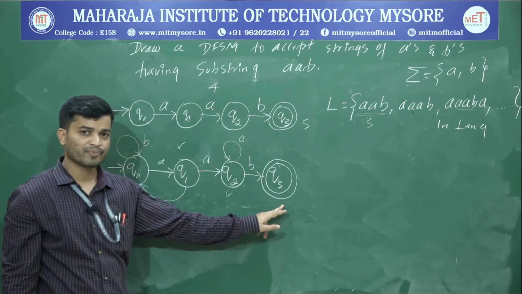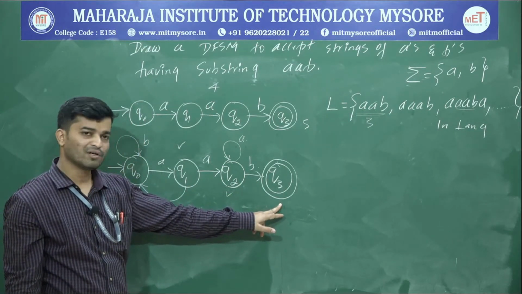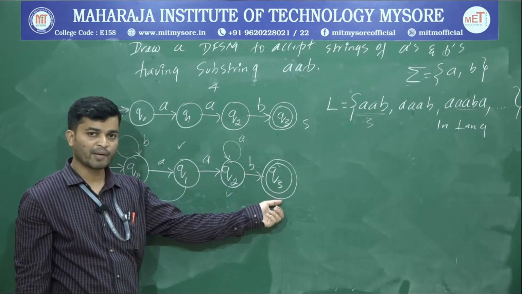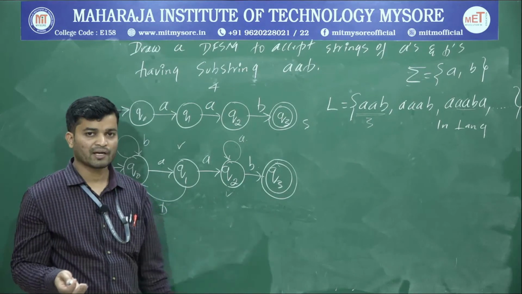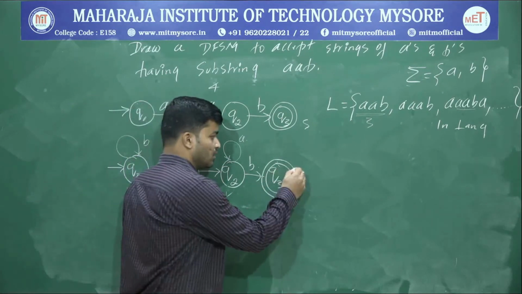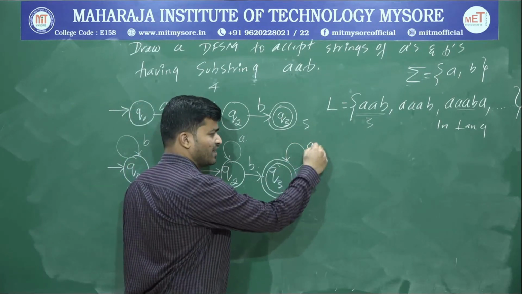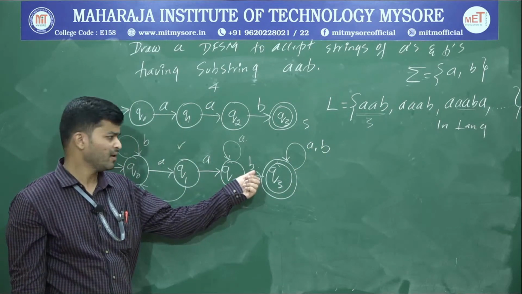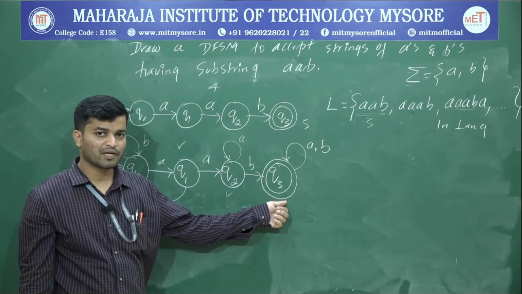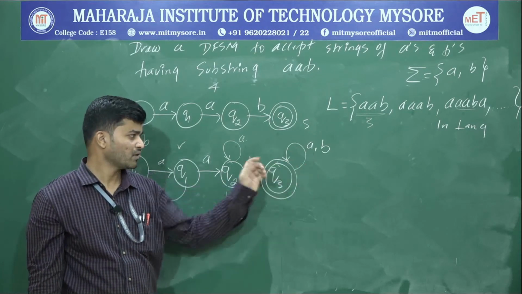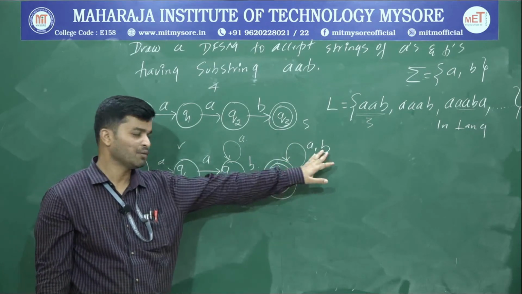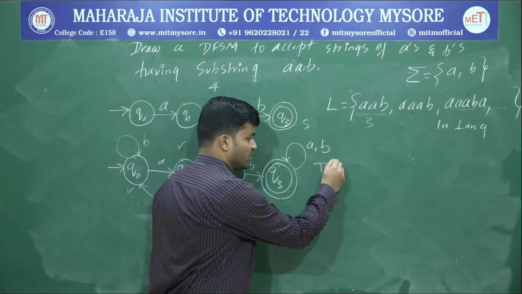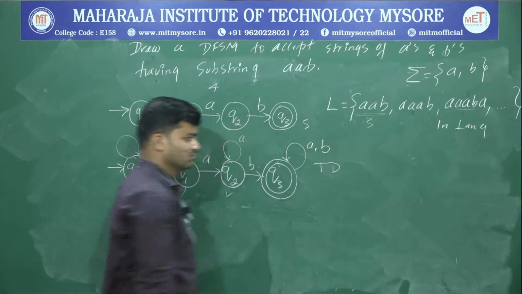Now go with Q3. I already have the substring AAB before coming to Q3. Therefore now I can write anything. How to write anything? Anything is a loop upon A comma B. Already I have the string AAB, so here I can have anything. A loop upon A, B means I can have any number of A's and any number of B's. And now this is going to become your transition diagram.